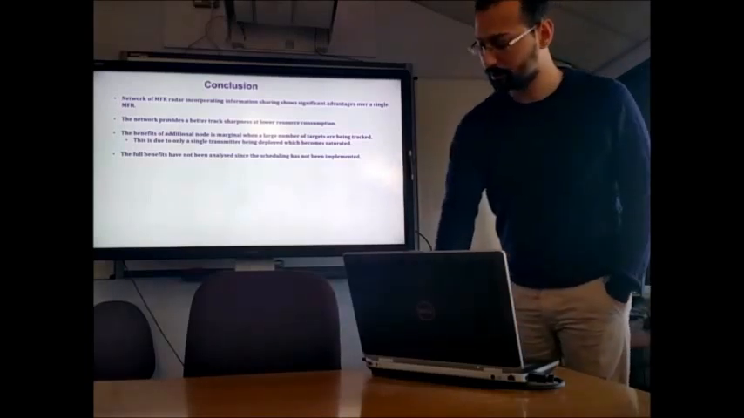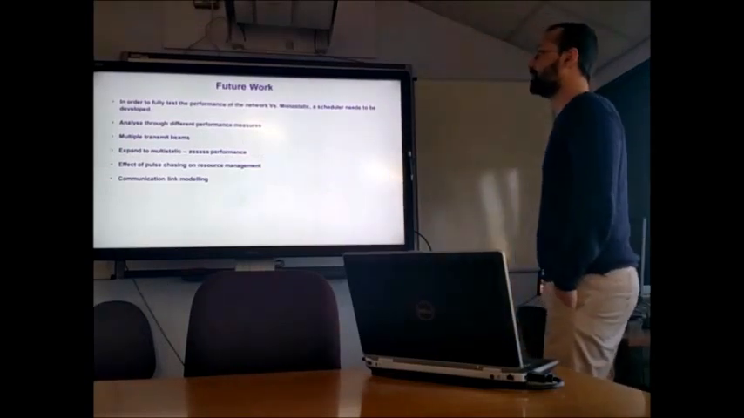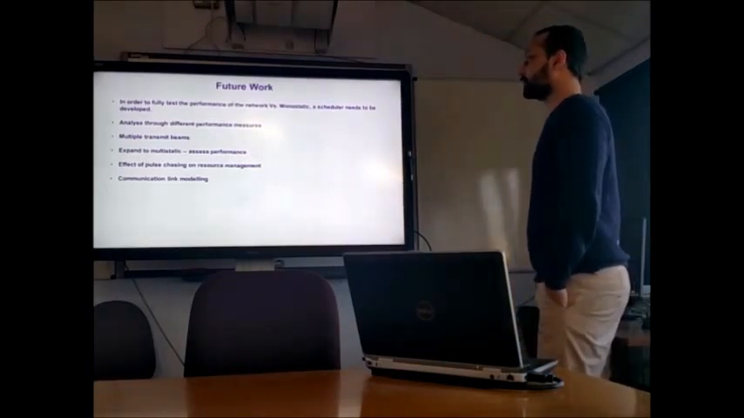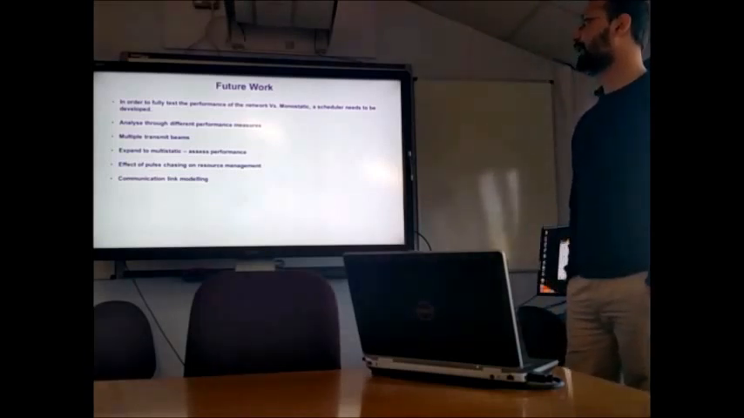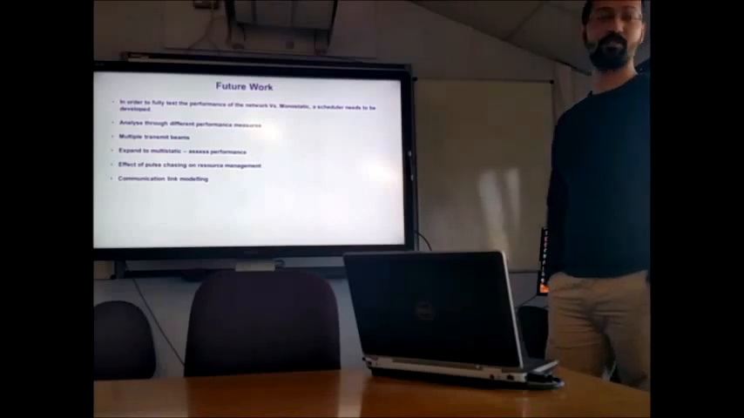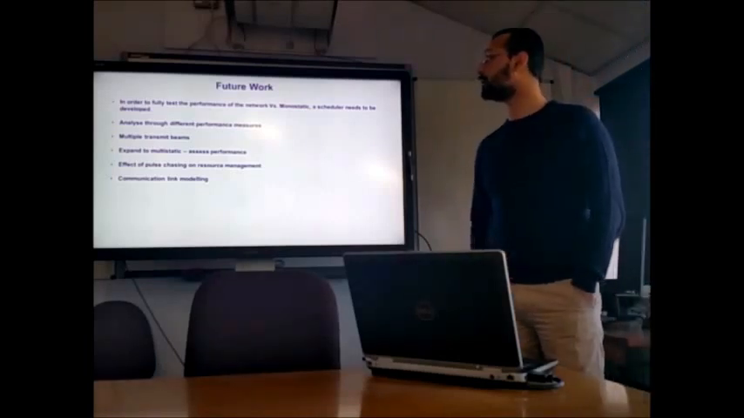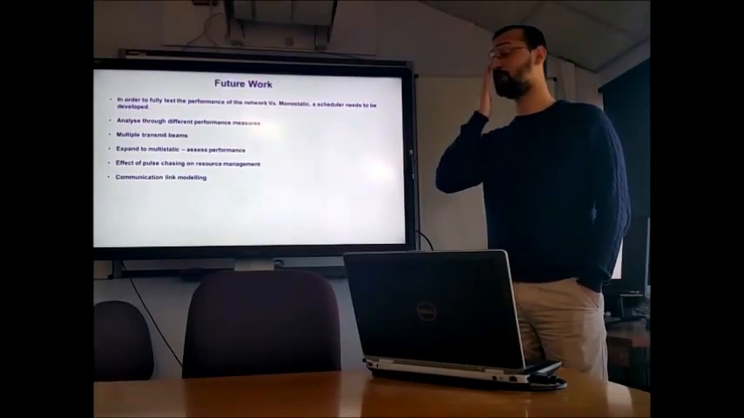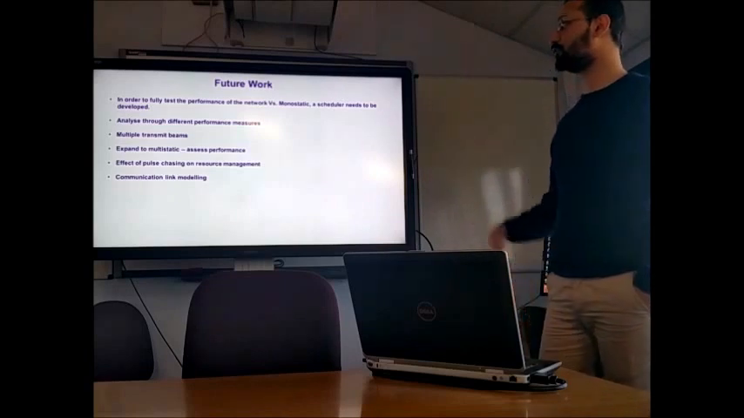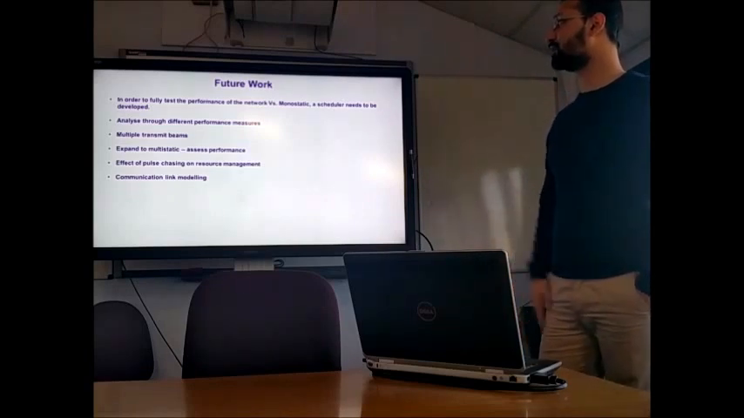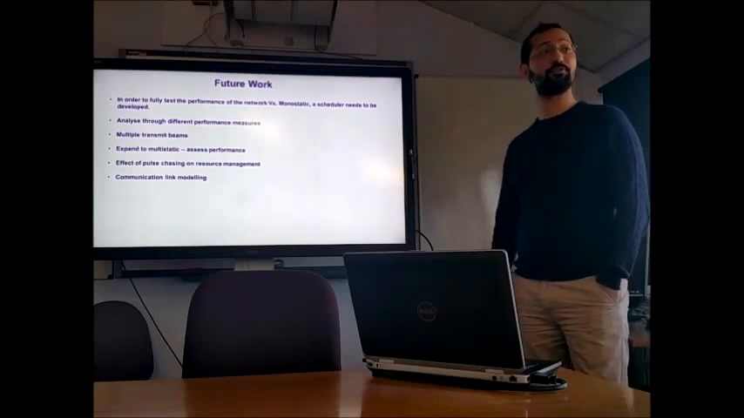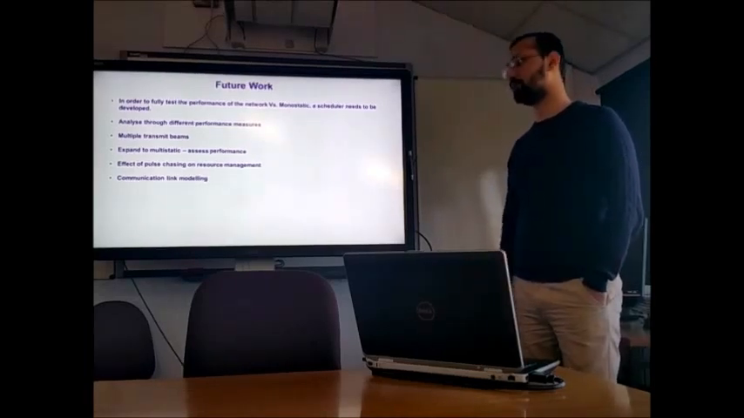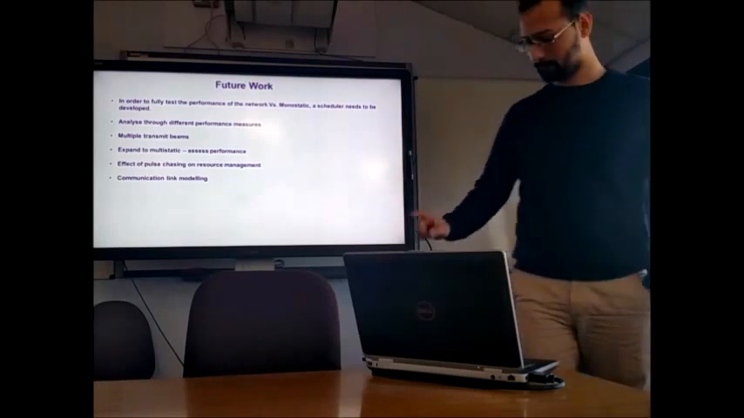So for my future work, in the near future, I'm trying to first focus on creating a scheduler to coordinate the task execution between the sensors in the network, and see if there are other performance measures to analyze the network and the monostatic. Then I want to look into multiple transmit beams and how that may affect the resource management decisions, and then expand to the multistatic case, and hopefully see the effect of pulse chasing on resource management as well, and finally communication link modeling.